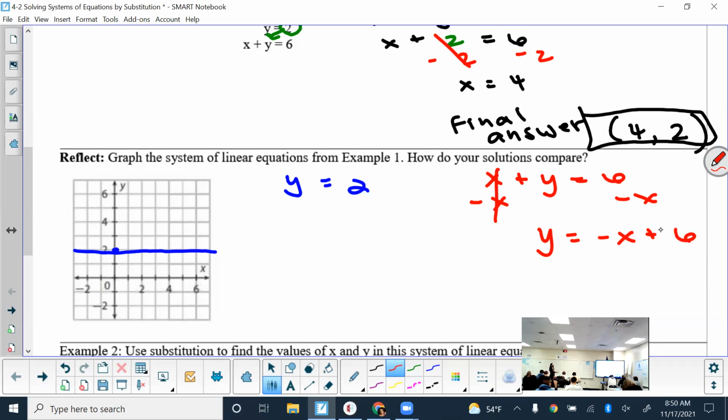So what's my y-intercept of this one? 6. And my slope is good, -1 over 1. So since it's negative, we go down 1 to the right 1. Down 1 to the right 1. And we keep going until the lines intersect, which I can see where they intersect now. Let me just draw my line.